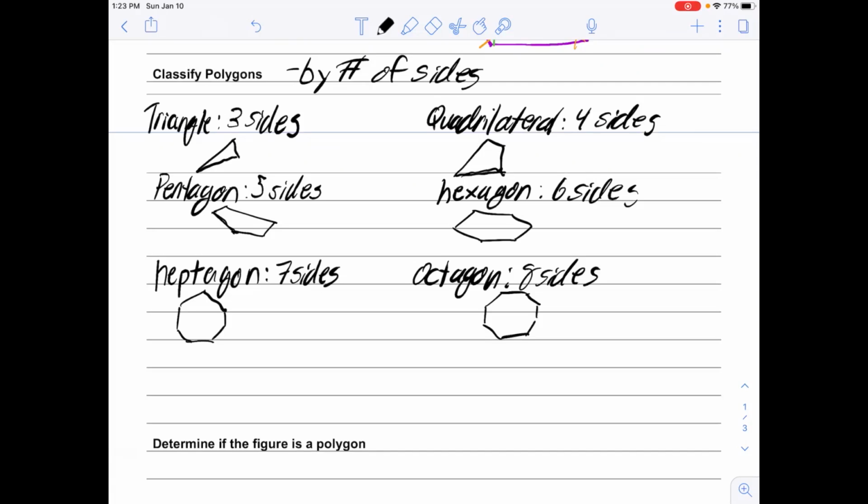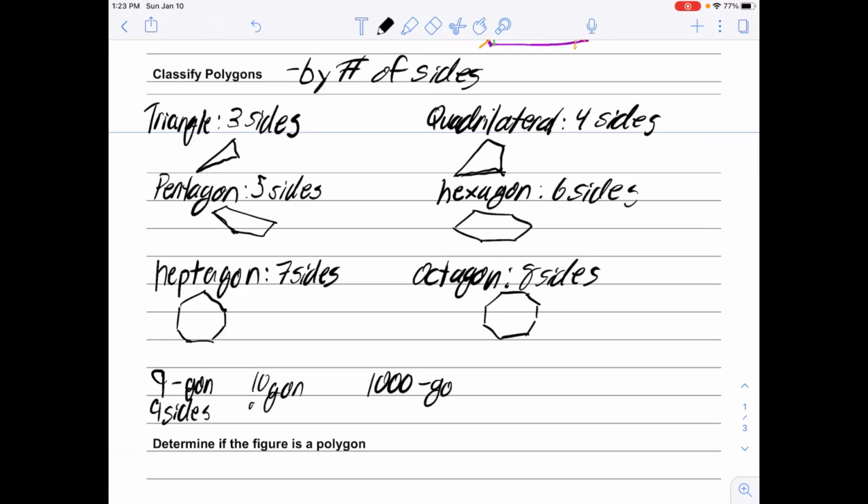Okay? After octagon, we could keep going. We'd have a nonagon, a decagon, a dodecagon, all of these things. But in math, naming everything starts to become a little problematic. So instead, after the octagon, we start to say things like a ninegon. A ninegon has nine sides. We could say a tengon or a thousandgon.